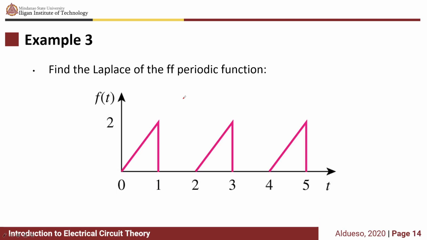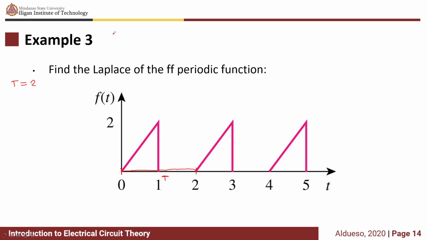Example number 3, to find the Laplace transform of the periodic function. In this example, we have a periodic function. One period is equal to 2. Here to here, this is one period.